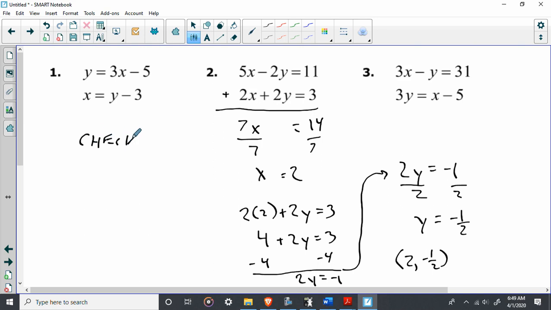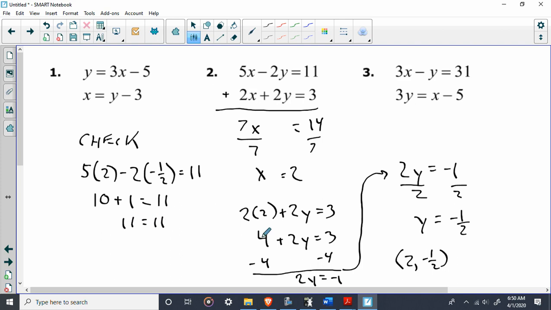Since I plugged into the second equation, I'm going to use the first equation. 5 times 2 minus 2 times negative 1/2 is equal to 11. 5 times 2 is 10. Negative 2 times negative 1/2 is going to be positive 1. And 10 plus 1 is equal to 11. So yeah, it's okay. We got a fraction answer.